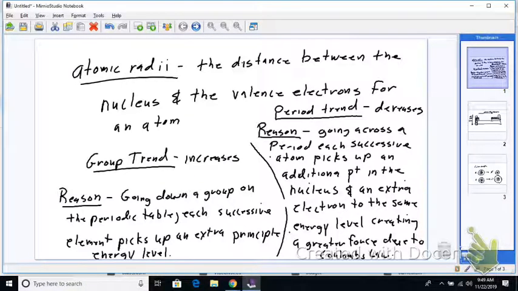Well, why does the atom get smaller going across the period? Okay? So, I know you guys are writing this down. Okay? I want to give you just a look at this. So, you're going to have to maybe stop writing here in a second because I'm going to switch screens and I'll come back to it.